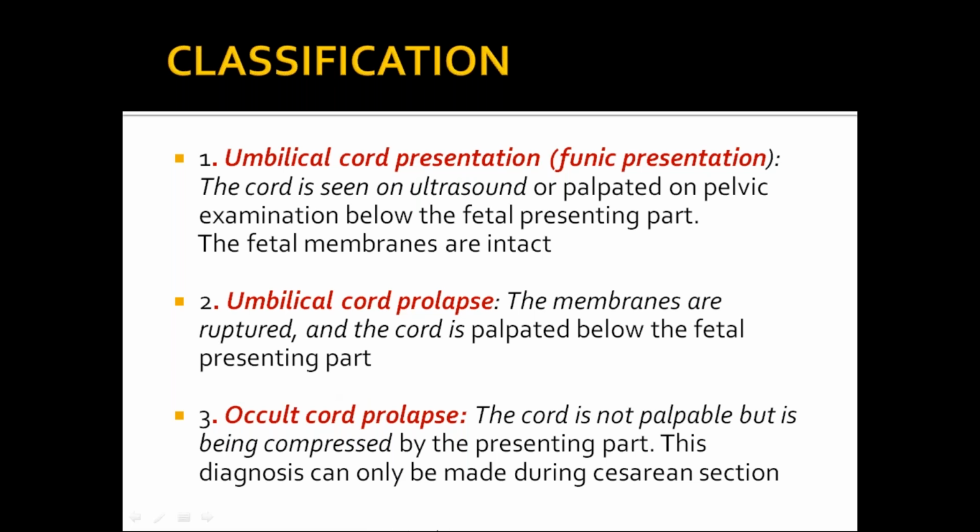How many types are there? Three types: occult cord prolapse, umbilical cord presentation, umbilical cord prolapse. In occult cord prolapse, the cord is present by the side of the presenting part. We can't diagnose clinically, only through ultrasound and by cesarean section. In umbilical cord presentation, the cord will come just below the presenting part, so the cord can be palpated vaginally and it can be diagnosed by ultrasound also.